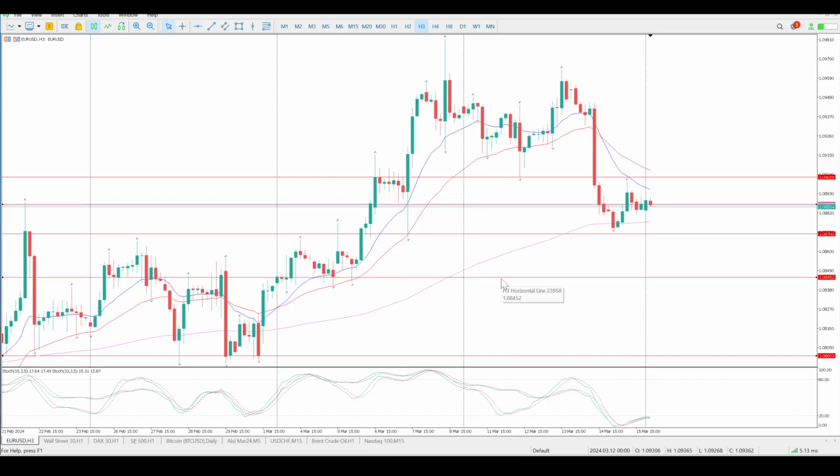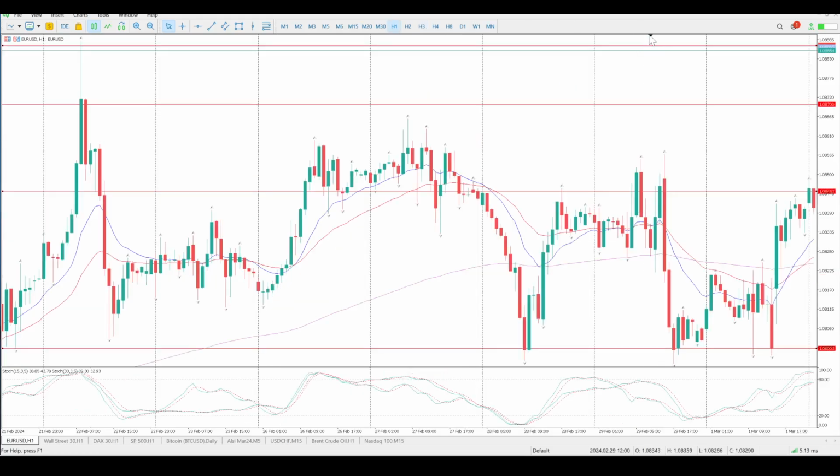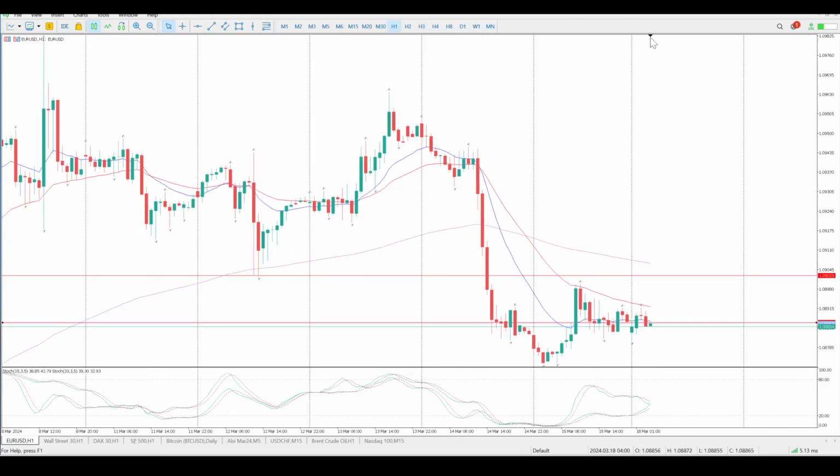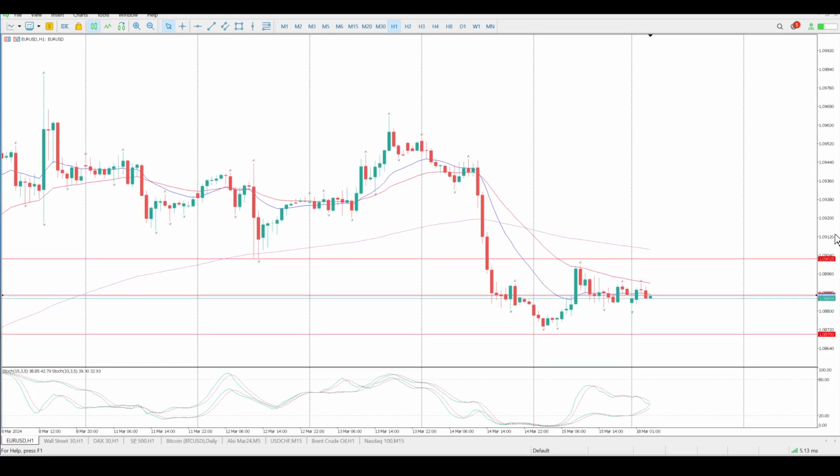There's also that one at 108.452. So there's a lot of merit for the shorts, but I would be just a little bit reluctant to jump in without a decent setup. That's kind of my view for today.